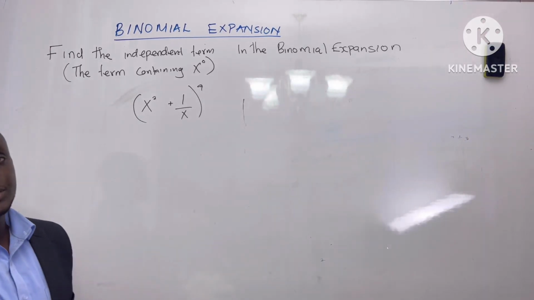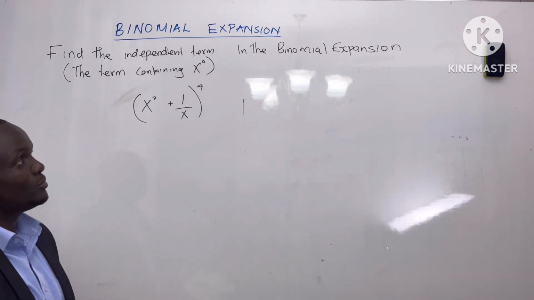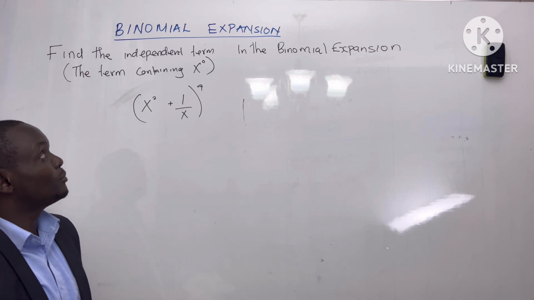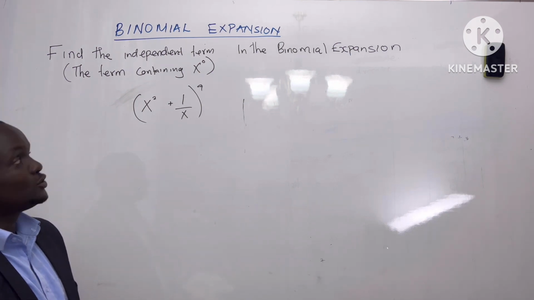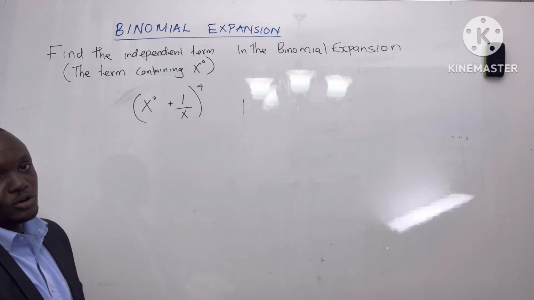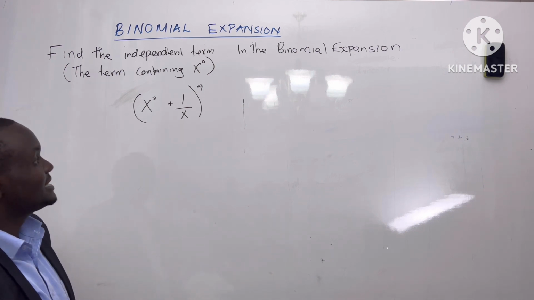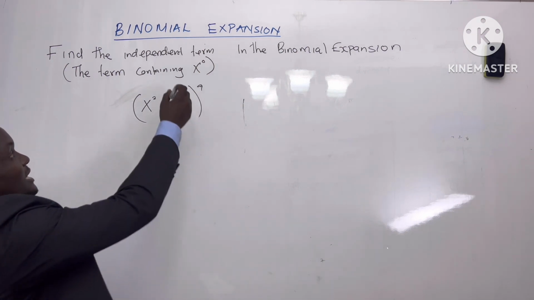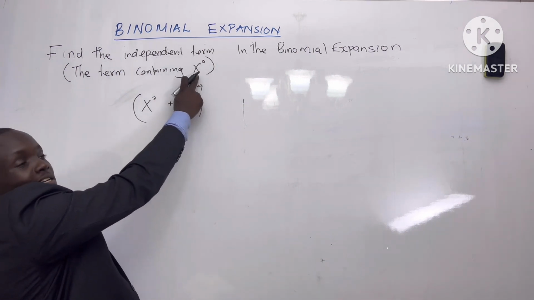Hello guys, today I want us to learn about binomial expansion. We are doing one more illustration, and this is to find the independent term in a binomial expansion. The independent term in a binomial expansion is the term that contains x raised to power 0.